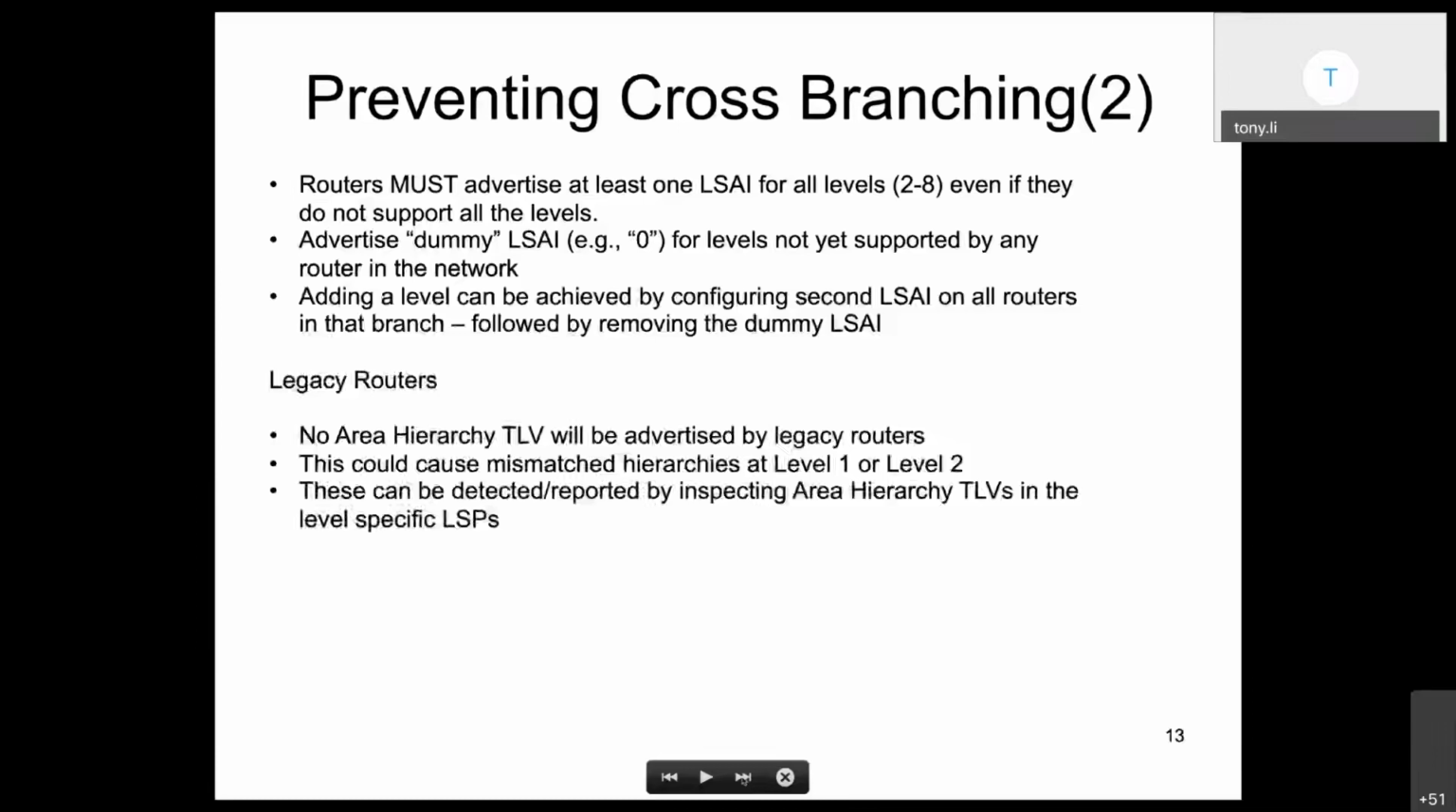We think this interoperates reasonably well with legacy routers. Of course, they can get confused in the case of router B in the previous picture, but they don't have enough information. If you have mismatch, then legacy routers will cause some issues, but you can detect it by looking at TLVs in the LSPs, because they will have full hierarchy information too. That's everything. Any questions?